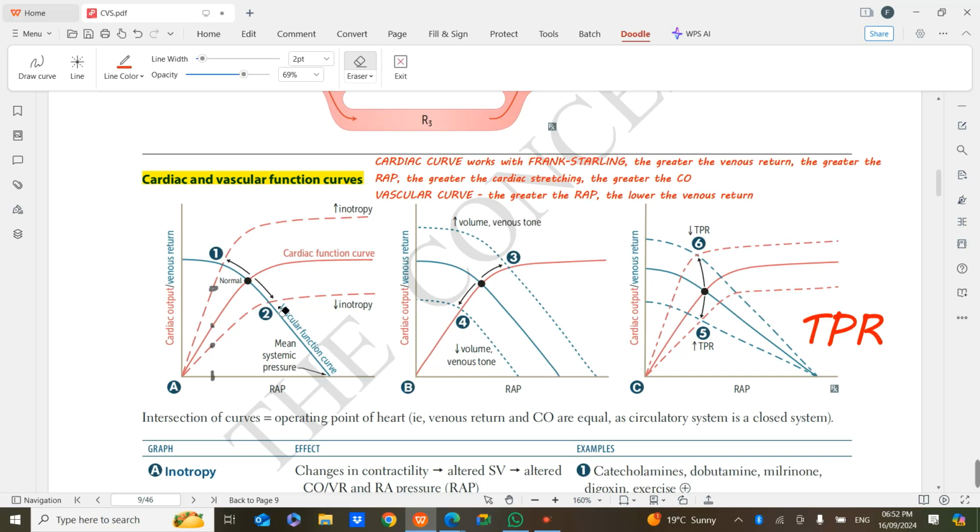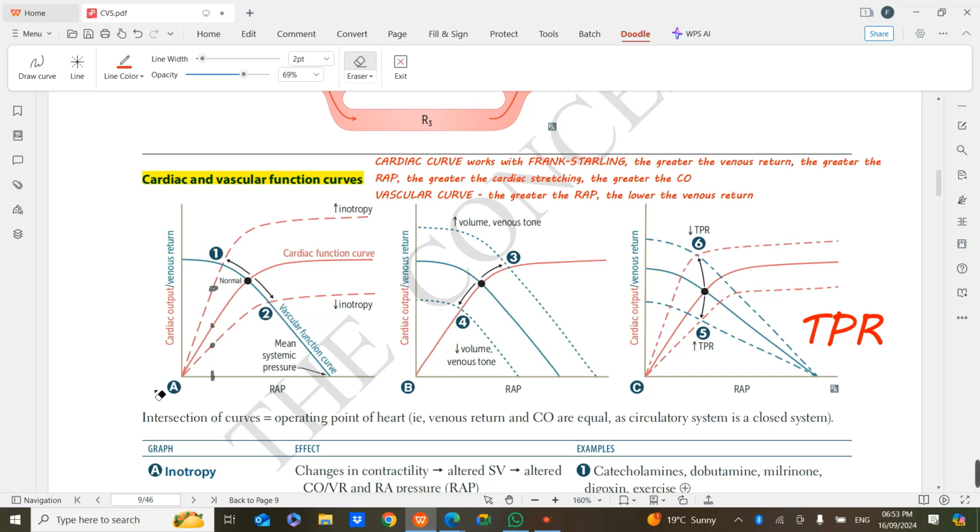If they give you the one that is related to the vascular curve, all your thinking should be on the vessel. If they give you something related to the cardiac curve, all your thinking should be on the heart. If the curve they give you is related to both heart and vessel, your thinking should be on total peripheral resistance. Relax. Let me show you again.